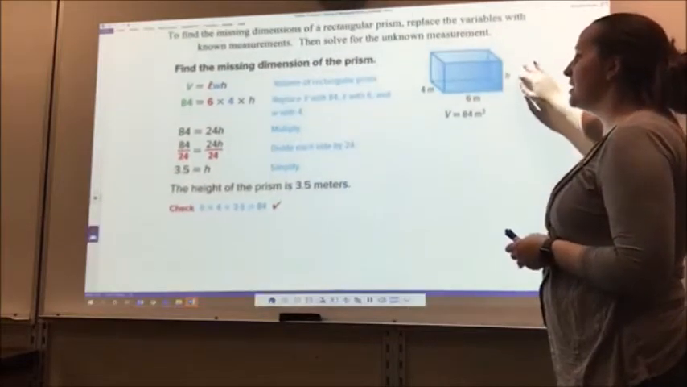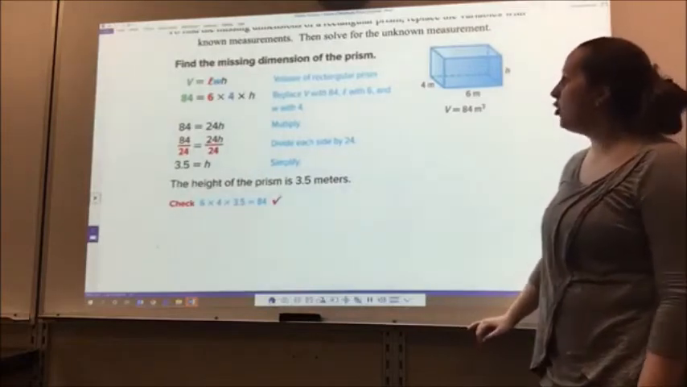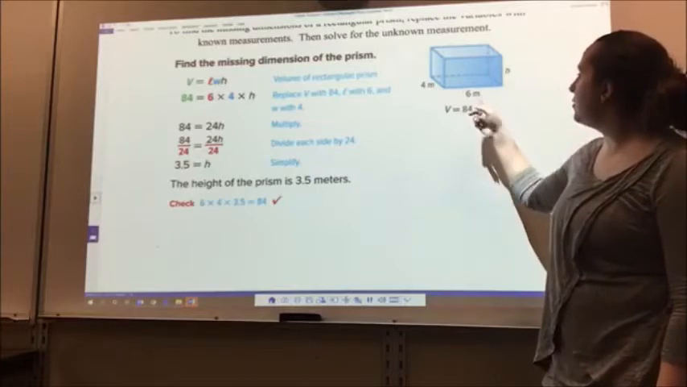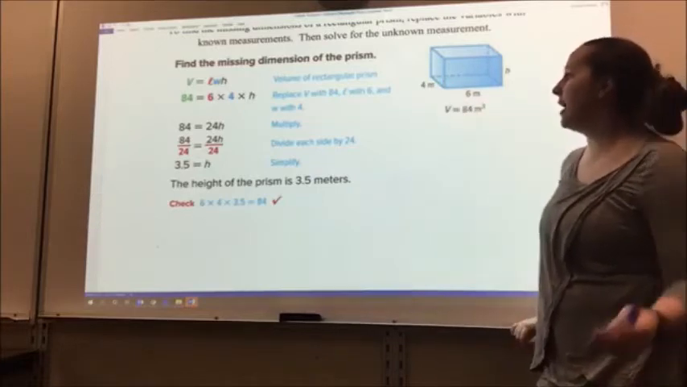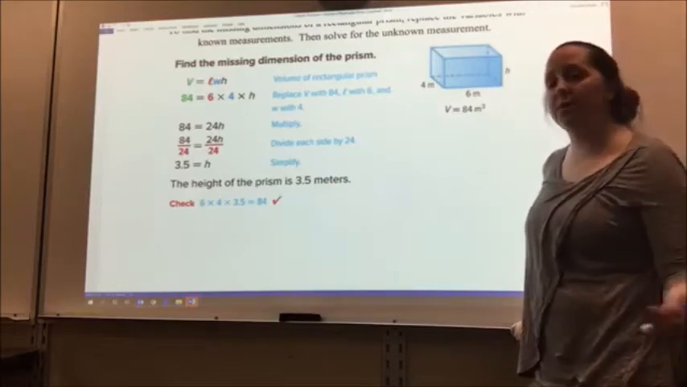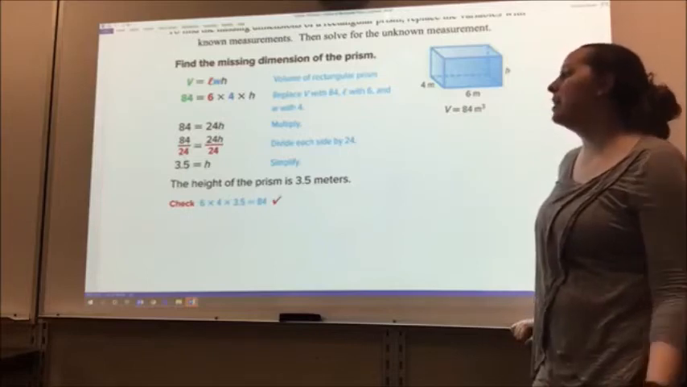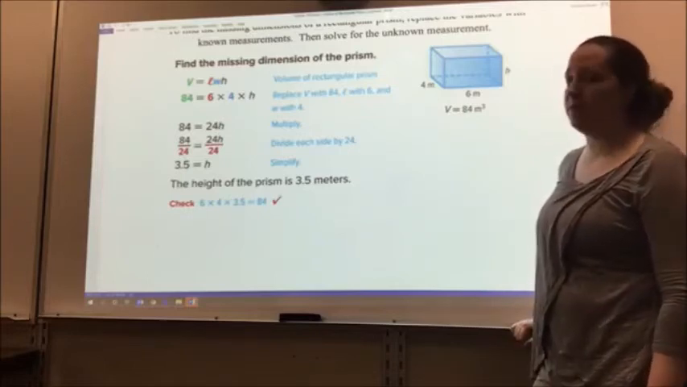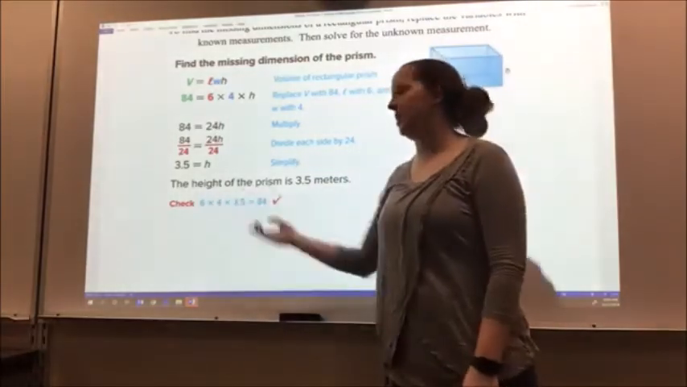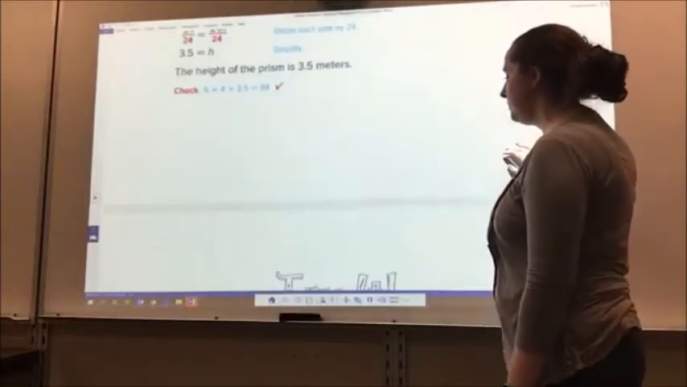So, finding the missing dimensions of the prism, V equals LWH. They told me that the volume was 84, my length was 6, my width was 4, and my height we don't know. That's what we have to find. So 6 times 4 gives me 24. 84 divided by 24 gives me 3.5. So my height has to be 3.5 meters. Okay. You can always double check. 6 times 4 times 3.5 does give you 84.